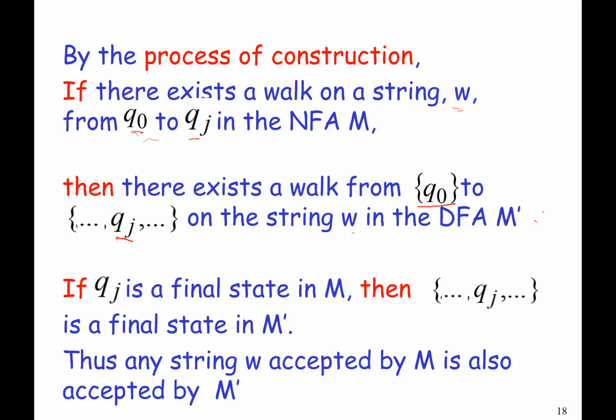So the walk exists from Q0 to this state on the same string W in the DFA M prime. We are mimicking the path or the walk in M prime, very similar to the way that the path existed in the NFA. If Qj is a final state in the NFA given, then this becomes a final state of the constructed DFA M prime. So if W is accepted by virtue of Qj being a final state, then W is accepted in the DFA by virtue of making this the final state. Thus any string accepted by the NFA M is also accepted by the DFA constructed, M prime. So this constructive proof shows the equivalence of an NFA and a DFA.